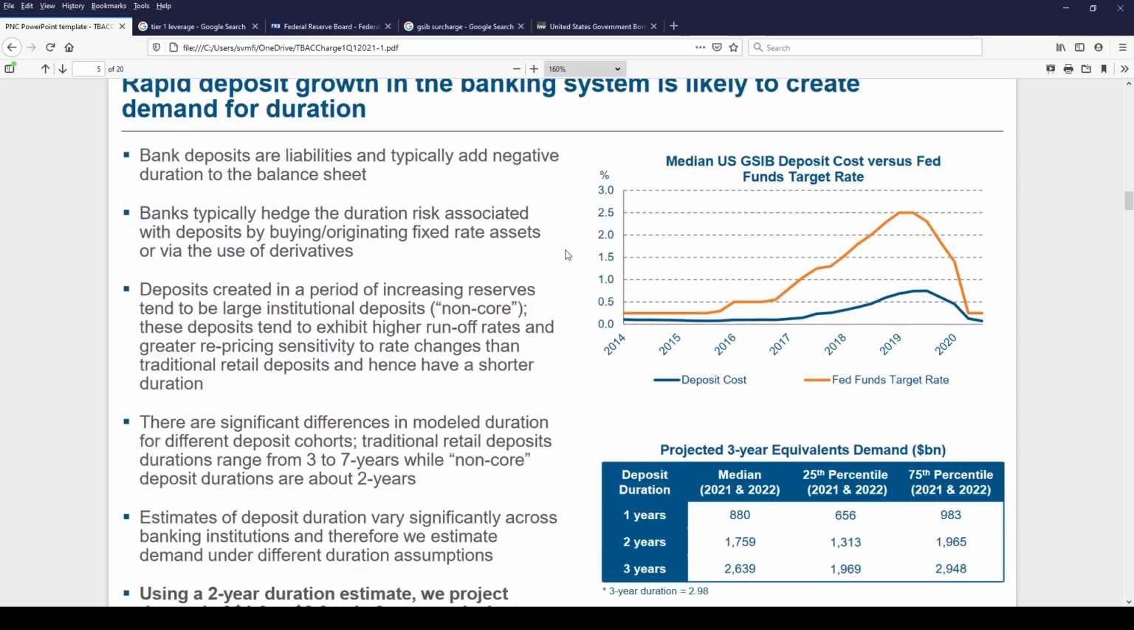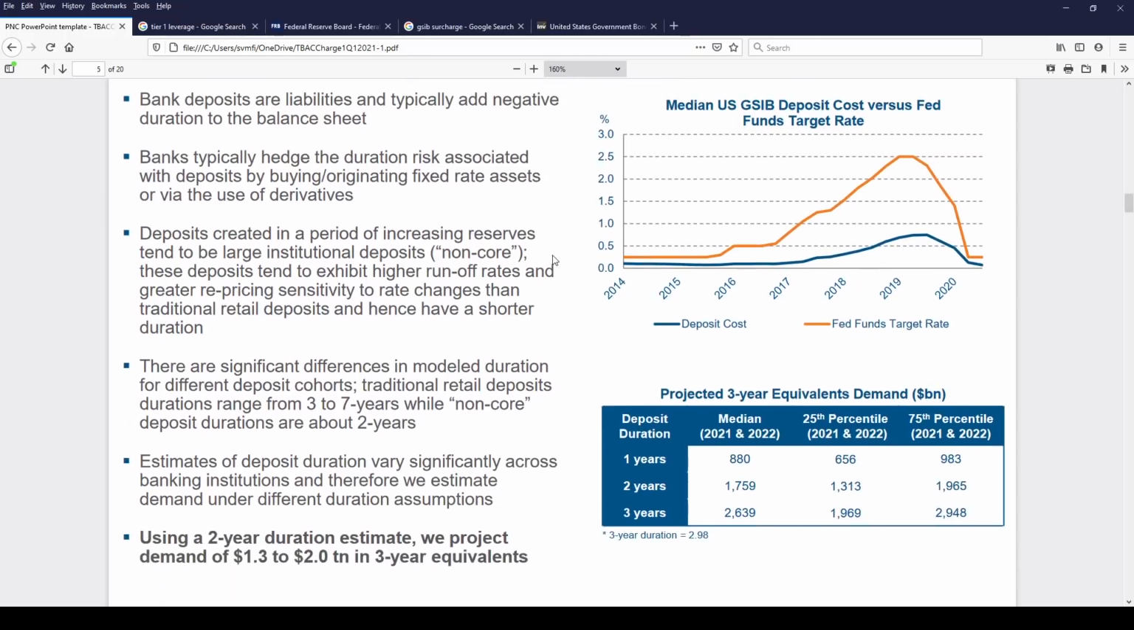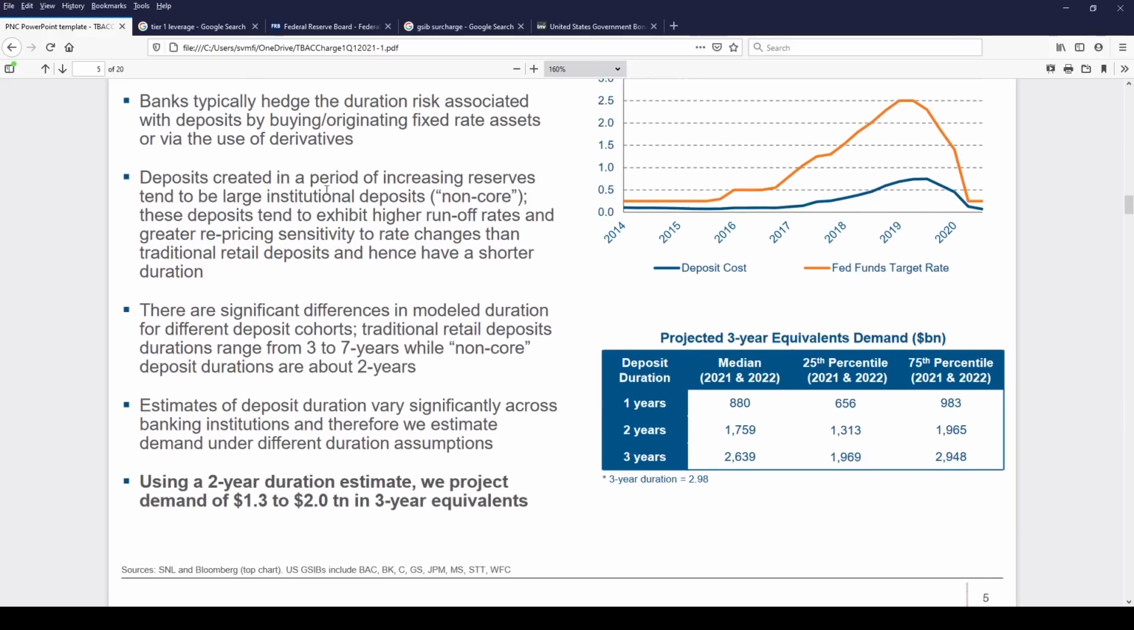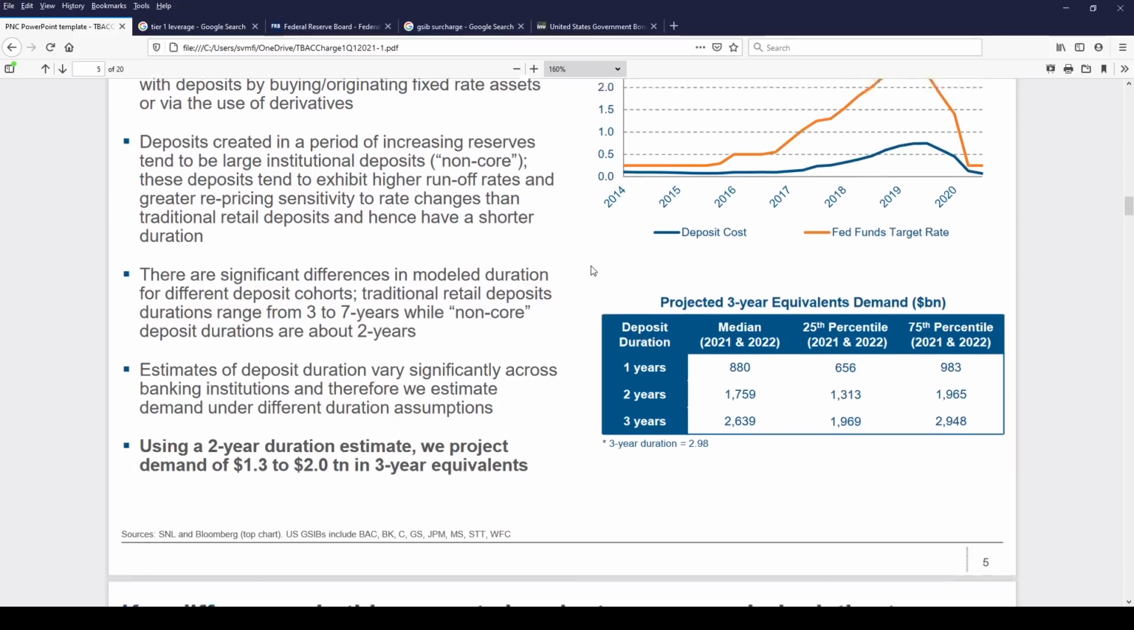use of derivatives. So now keep in mind as we go through this, there's not enough treasury bills or too much money in the banking system because the banks need to hedge this risk by matching those liabilities with an asset. So deposits created in a period of increasing reserves tend to be large institutional deposits or non-core. These deposits tend to exhibit higher runoff rates and greater repricing sensitivity to rate changes than traditional retail deposits and hence have a shorter duration.